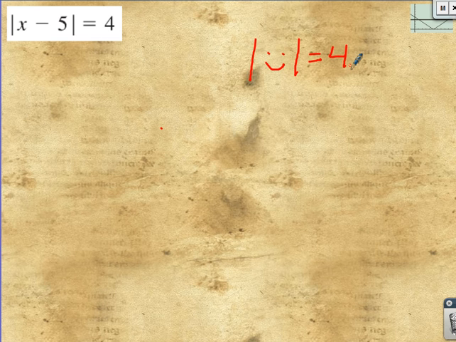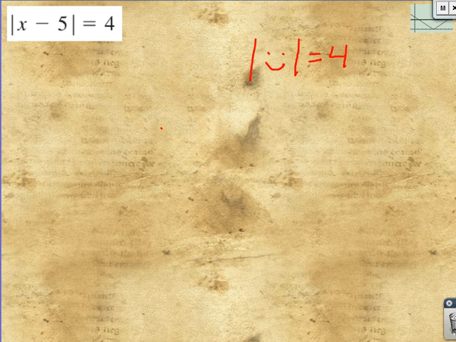Brett, if the absolute value of smiley face is 4, what could smiley face be? 4. Thank you. 2 answers. Everybody understand that? If the absolute value of something is 4, that means that that something could either be 4 or it could be -4. That's all you need to know to solve this.